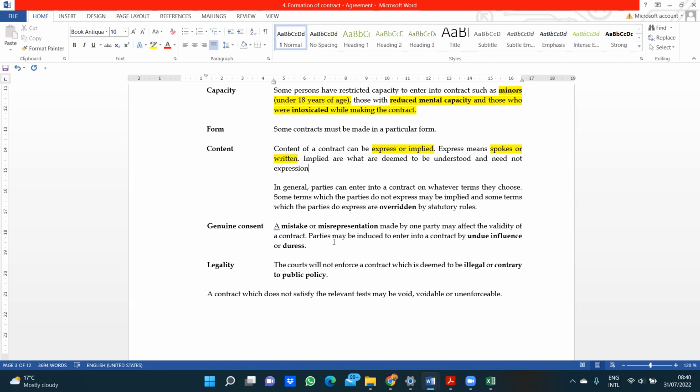Undue influence, such as, for example, pressure, means that there's something other than free will. They need to enter the contract of their own free will. They need to understand the terms and conditions, and they need to accept them. There needs to be no undue influence or pressure from any party to make them enter the contract. So mistake and misrepresentation, again, also affect the validity of a contract.